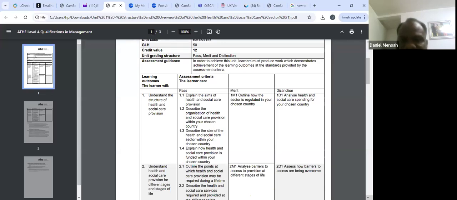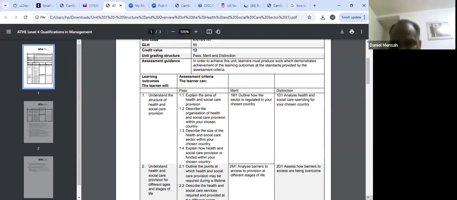So unit one, which we are trying to dive into today, is to bring understanding of the structure of health and social care. One, to explain the aims of health and social care. Two, to describe the organizational health and social care provision within your chosen country. Obviously, the UK is the chosen country. And then three, to describe the size of the health and social care sector within your chosen country. Four, to explain how the health and social care sector provision functions and how it's funded. So those are four things that we have to look into.